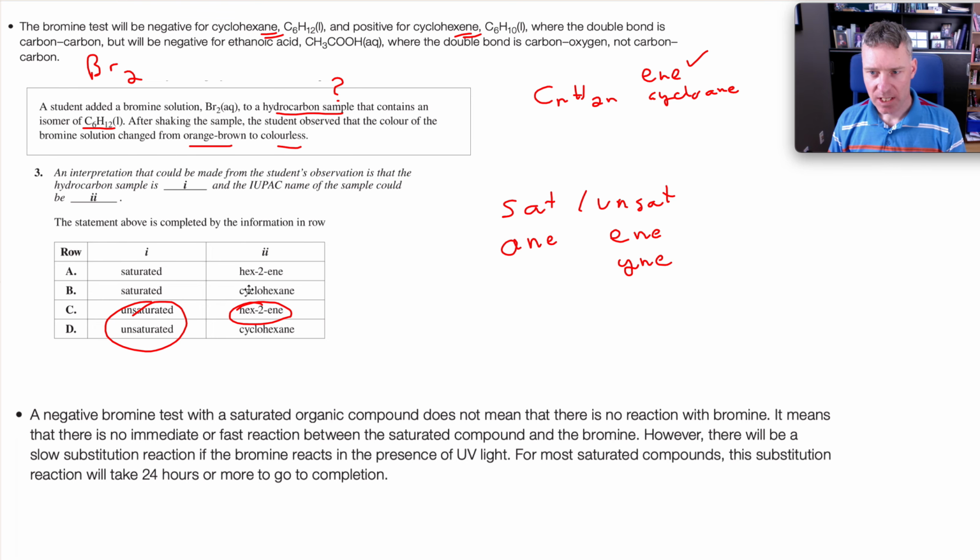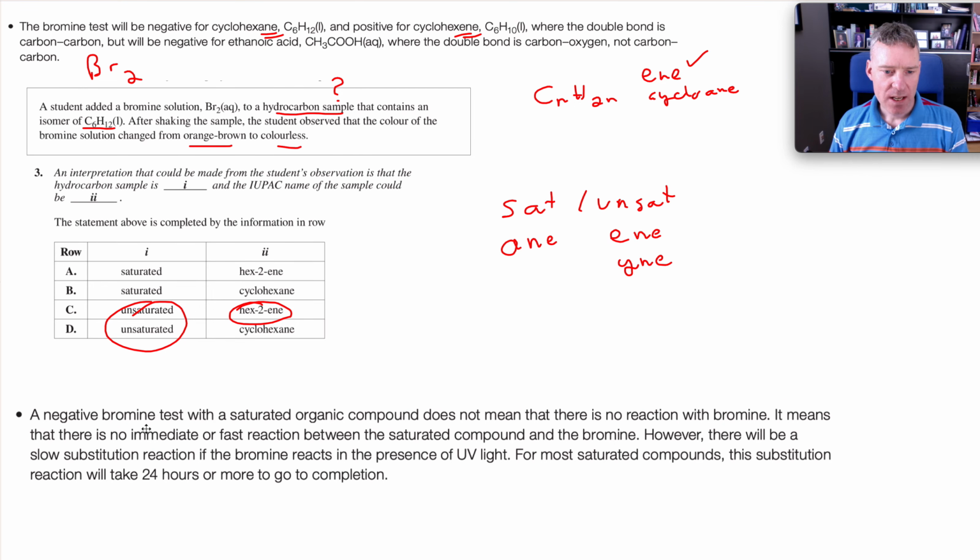Okay, so this again is trends in student performance. Students aren't rocking this question, but it is one that I would hope my students would find easy because I talk about it a lot. And it's just a color change type of question. If there's no color change, it's saturated.